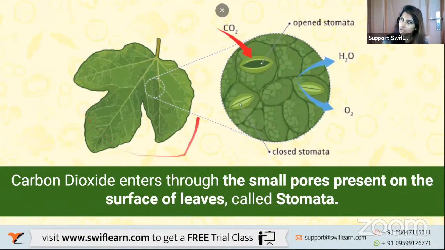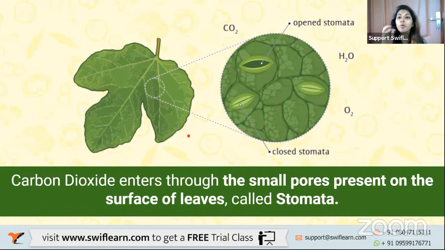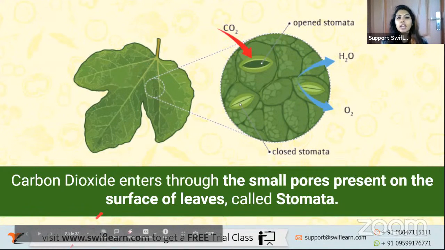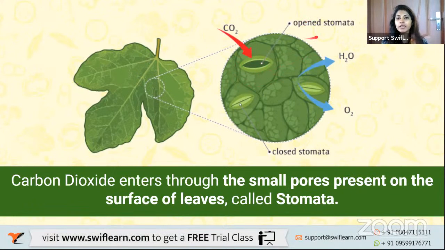So this is a picture of a leaf, and here we are zooming in on a portion of the leaf, so we will see what exactly is happening inside the leaf, or on the surface of the leaf. So here we can see this is a stomata. This is an opened stomata. Now we have a stomata that is closed.